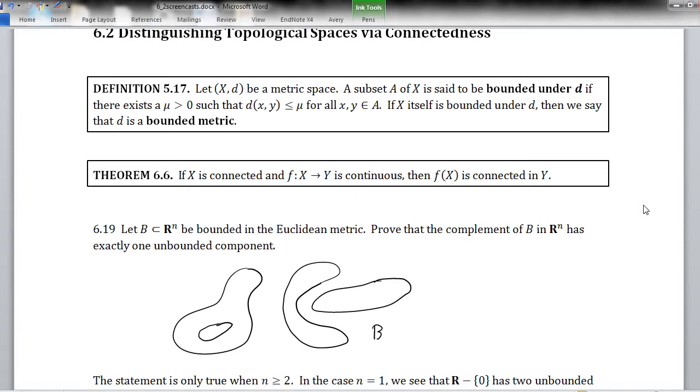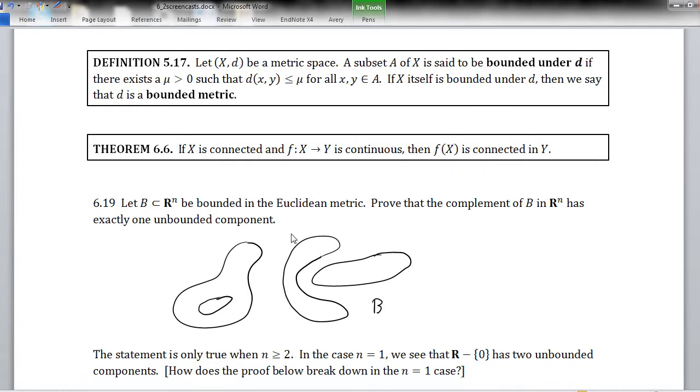So, here's our exercise. Let B in R^n be bounded in the Euclidean metric. Prove that the complement of B in R^n has exactly one unbounded component. There are several things coming together here. Here's my little example. I'm in the plane, R^2, and my B has three pieces, this one, and then this piece with a hole cut out of it. So the points in this little region here are not in B.